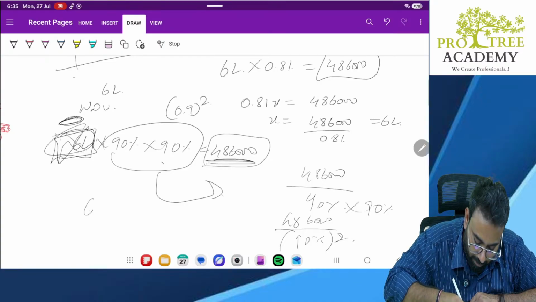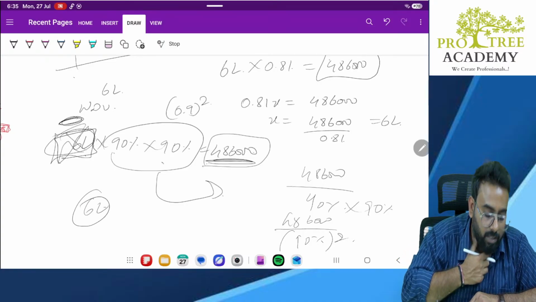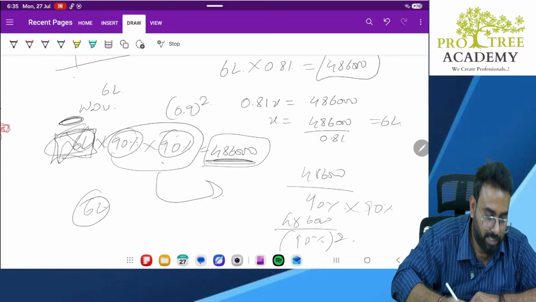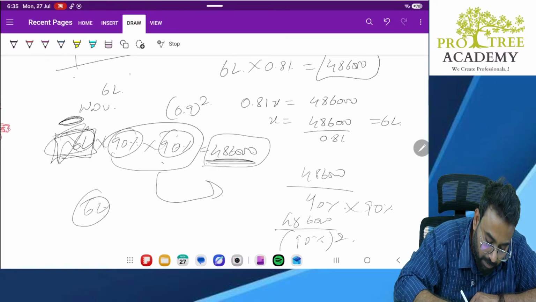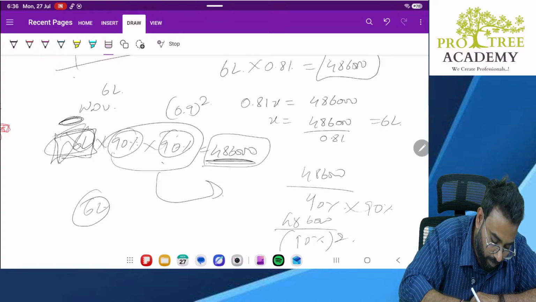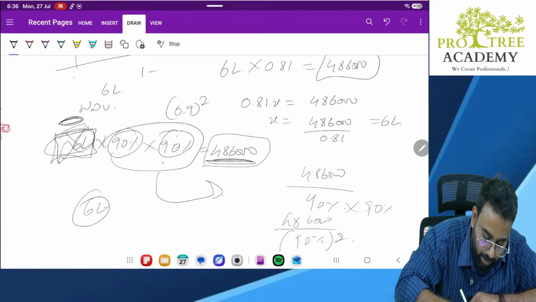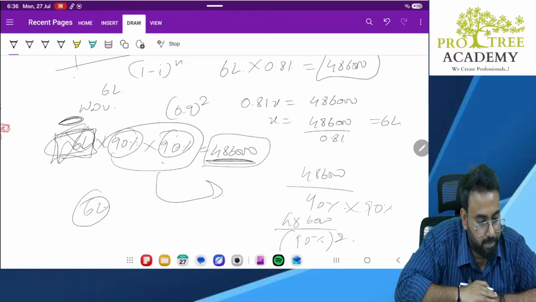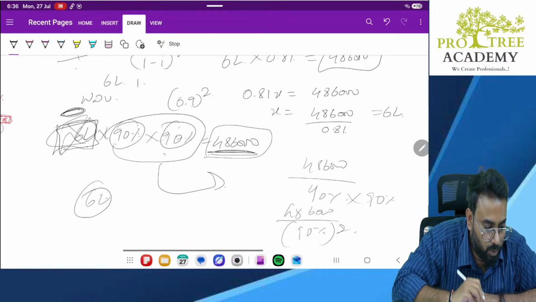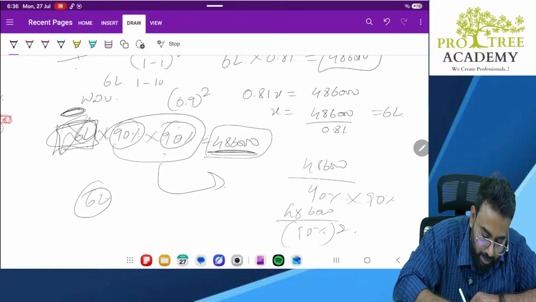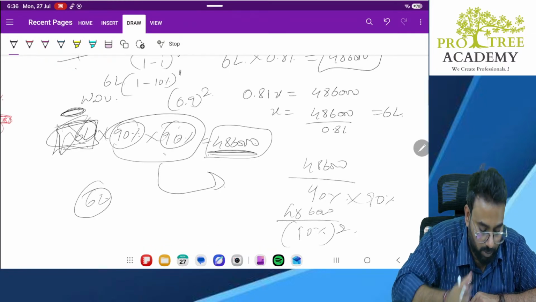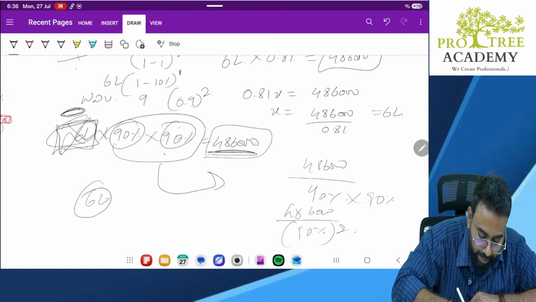Correct? Automatically we will get 6 lakh as the answer. Sir, how did you come at this 90%? What is the logic behind that? Already explained. The logic is 1 minus i raised to n. 1 is your 1, i is 10%. Raised to n is 1. Suppose, let's say, that will give me 90%.